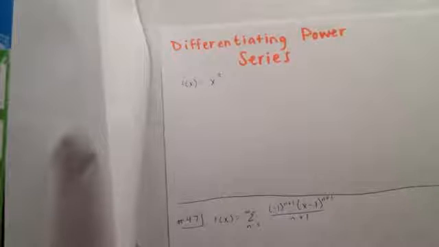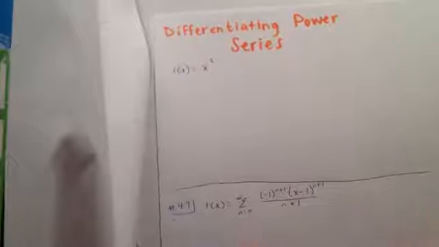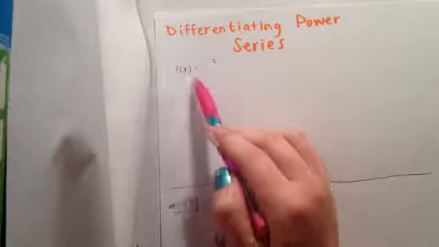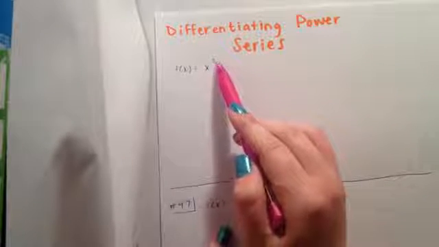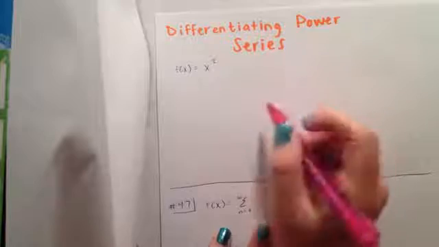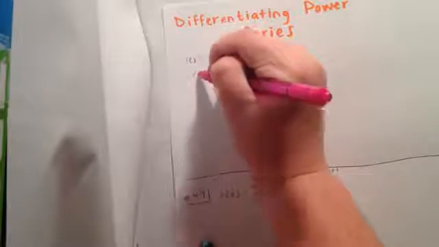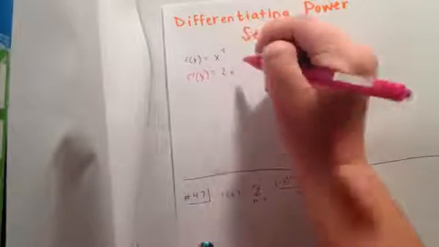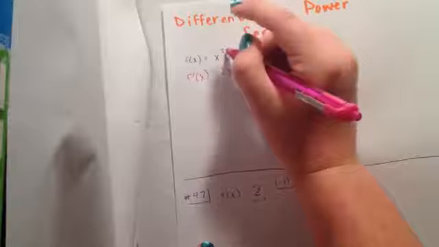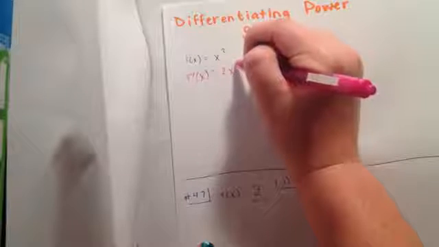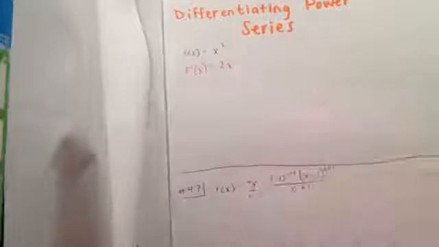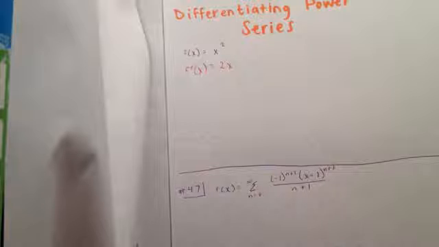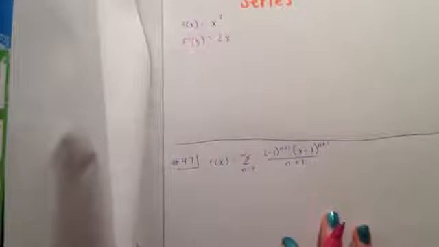So first, differentiating a power series. Like differentiating a regular function, you know to multiply by the exponent and then subtract 1 from it. So, in this case, f prime of x would equal 2x, and you subtract 1 from the exponent, so it's x to the first power. Simple, right? Now you're going to do the same thing for power series.